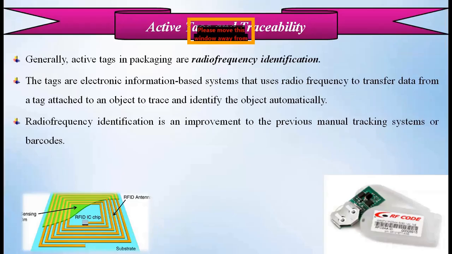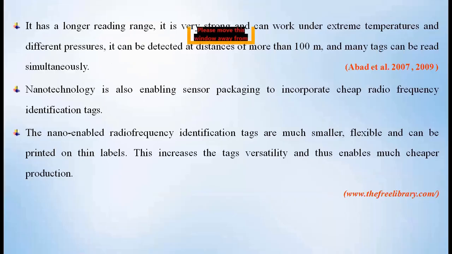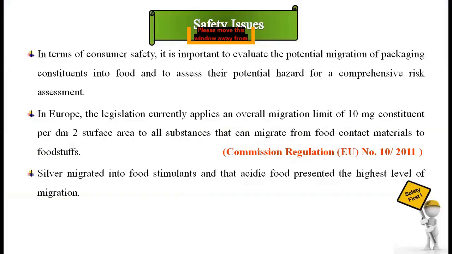At the bottom of the slide you see the picture of that chip. The tags are electronic information-based systems that use radio frequency to transfer data from a tag attached to the object, and to trace and identify the object automatically. It has a longer reading range also, and it works under extreme temperature and different pressure. It can be detected at a distance of more than 100 meters, and many tags can be read simultaneously. Nanotechnology is also enabling sensor packaging to incorporate such chips or radio frequency identification tags. The nano-enabled radio frequency identification tags are much smaller, flexible, and can be printed on thin layers also. So this increases the tag versatility and also enables much cheaper production.